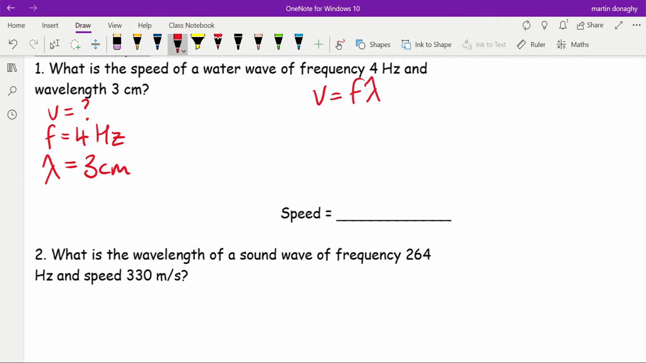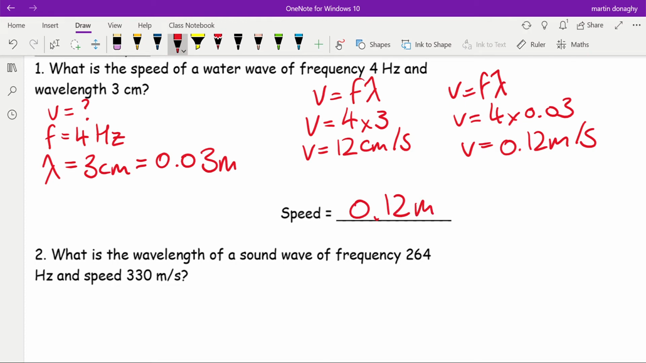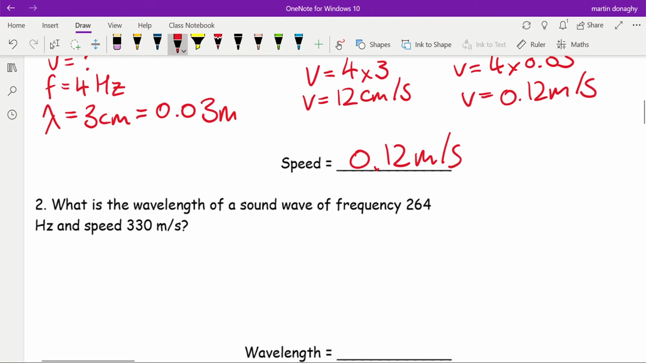If this was a GCSE exam, I'd be looking here to see, does it give me a unit? It doesn't. So I could work in centimeters. So I would get 4 times 3, which is equal to 12, but that would be centimeters per second. Or I could do the conversion, which would be divide by 100 to change that into meters. This is probably the better way of doing it, to be honest. V equals 4 times 0.03, which gives me a velocity of 0.12 meters per second. However, it's not specified, so any of those should get the full marks.